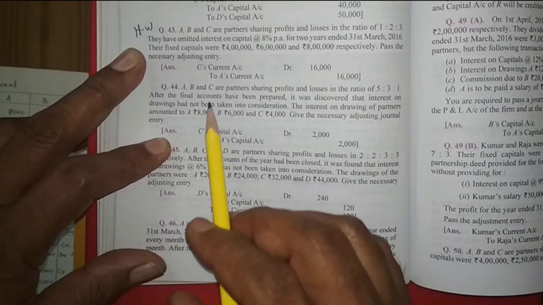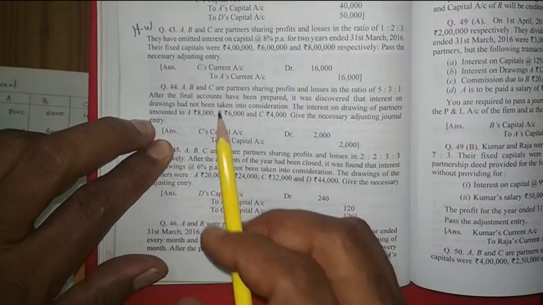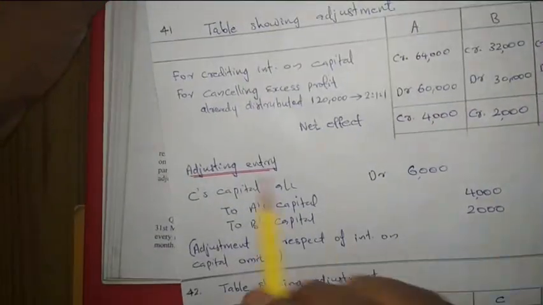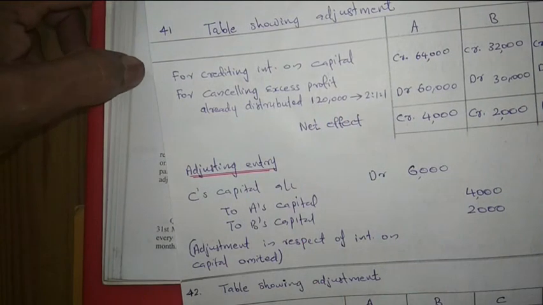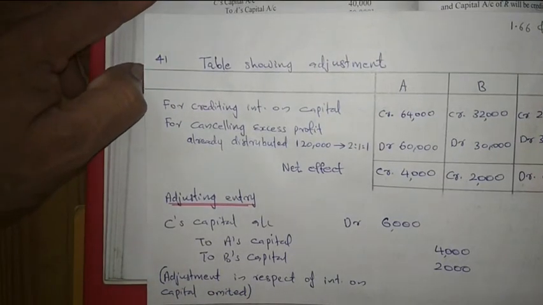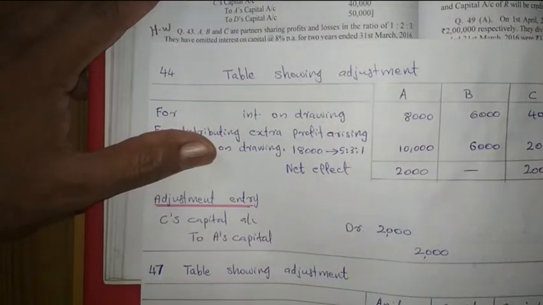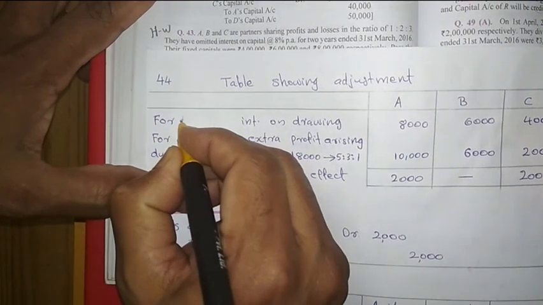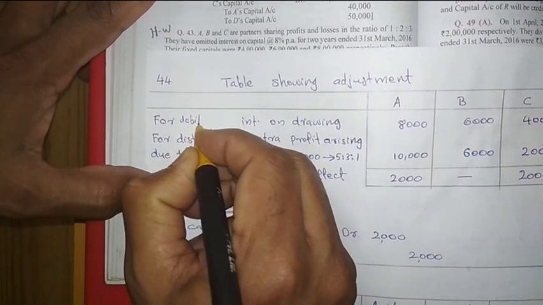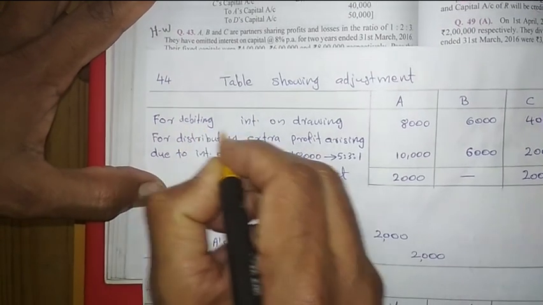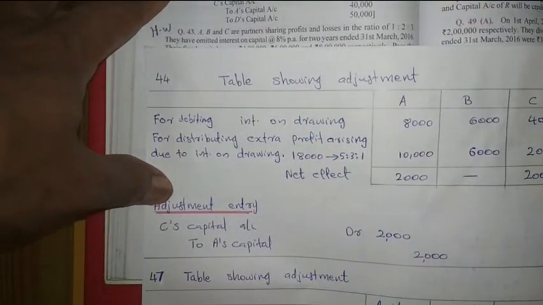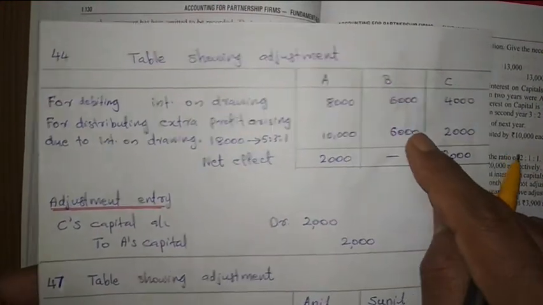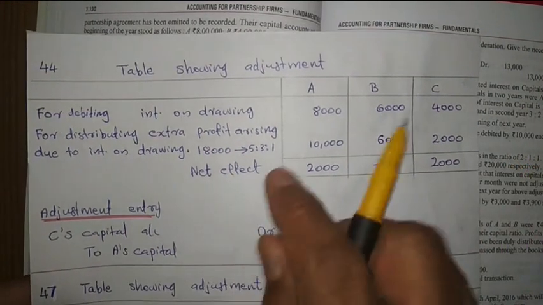So here we are thinking about the capital account only. So the capital account we have to debit. In the previous question, we wrote crediting interest on capital. But in this question, whenever we are solving, we have to write debiting interest on drawing. Interest on drawing, no need of calculating because it is given in the question. So 8,000, 6,000 and 4,000 is coming for debiting interest on drawing.